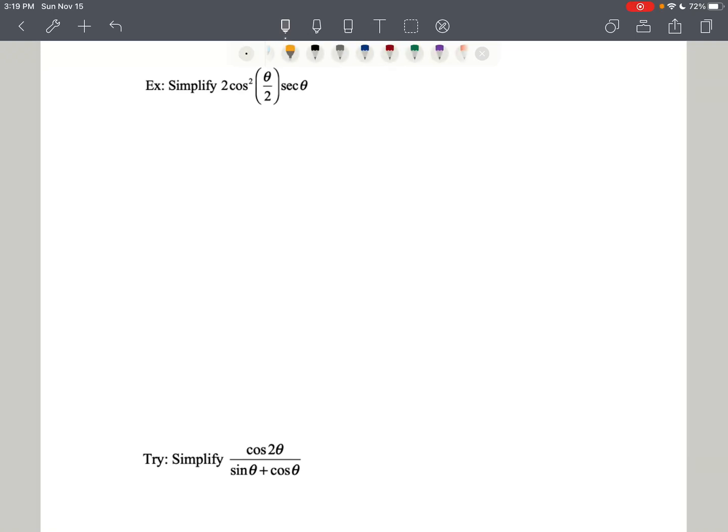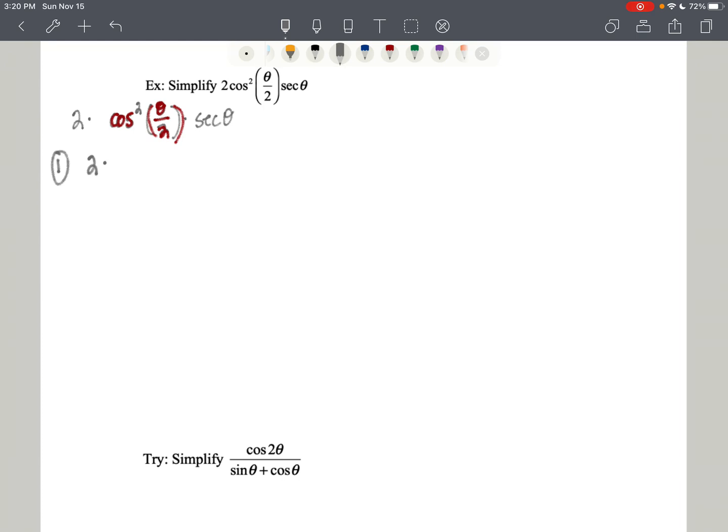Okay, here we have simplified 2 times cosine squared of theta over 2 times the secant of theta. So I'm going to just rewrite this so I can see it a little bit more clearly. Cosine squared of theta over 2 times secant of theta. Now I know that cosine of theta over 2 is a half angle formula, so I think we'll start there.